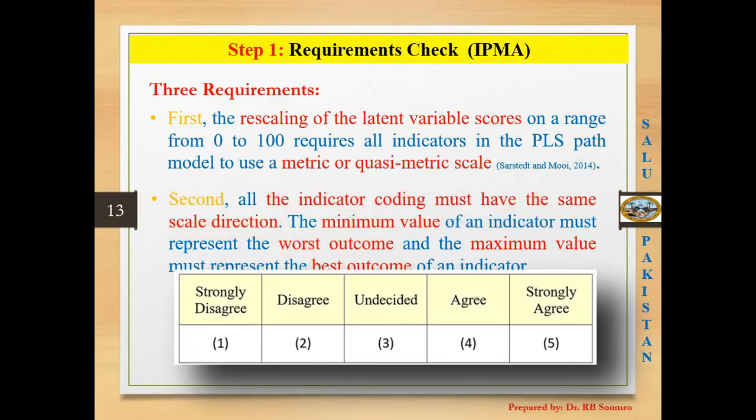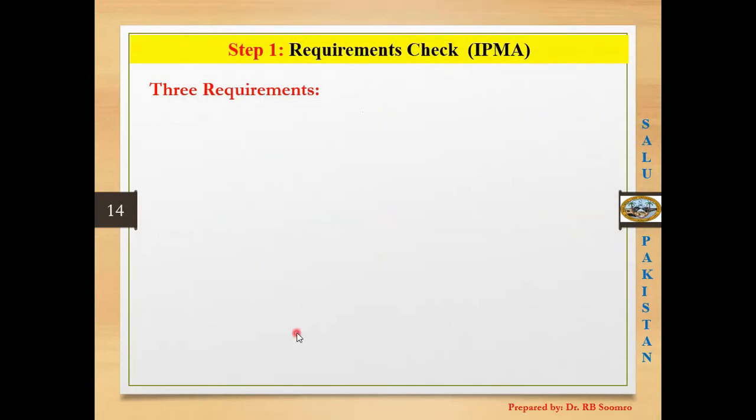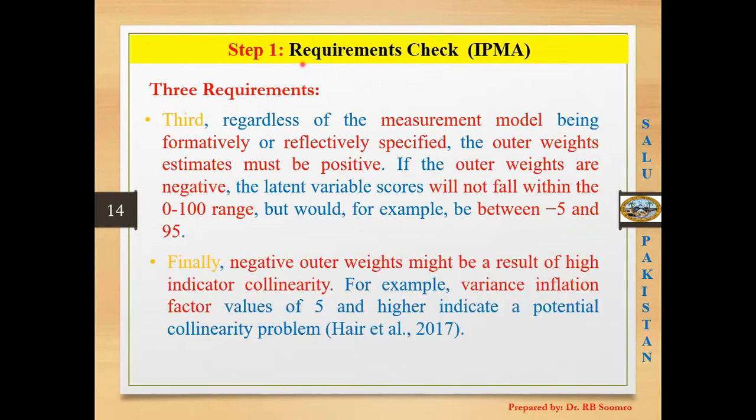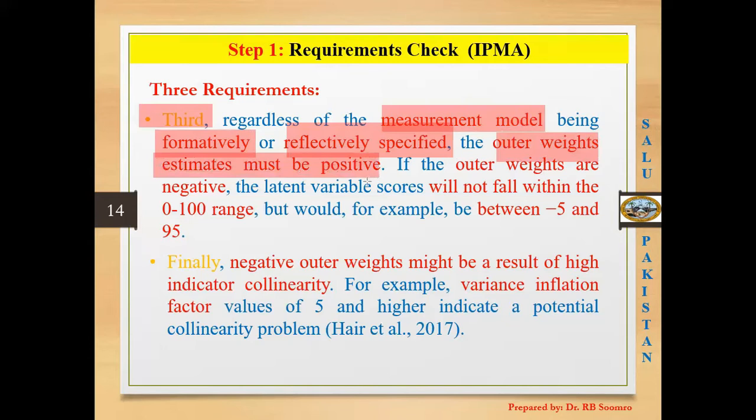This is another requirement. And another requirement is that, regardless of the measurement model, whether it is formative or reflective, we have to consider that the outer weights must be positive. Either you are working formatively, reflectively, or with a mix of constructs, we should focus on the positiveness of your estimates. That means your estimated outer weights should be positive.